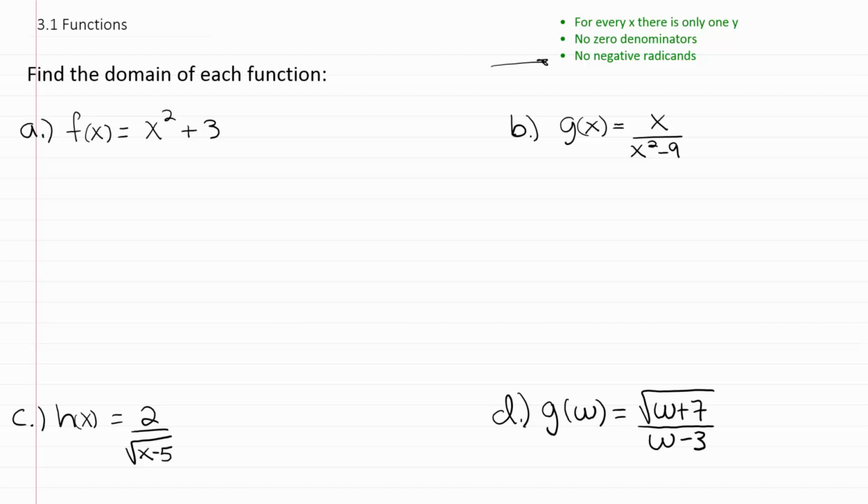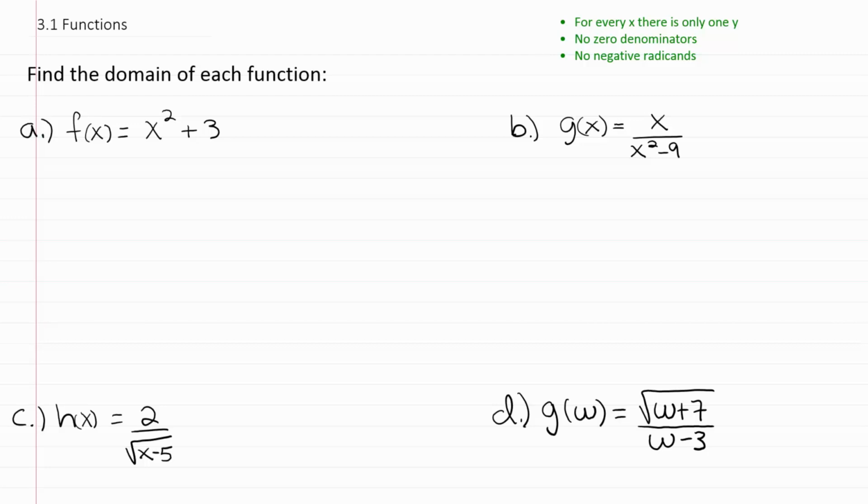All right, the last bullet point talks about the idea of having no negative radicands under a radical that has an even index. So in other words, you're taking like the square root or the fourth root or the sixth root. We don't want to have a negative value underneath there, because if we do, we basically will get an imaginary number. So again, we want to avoid putting values into the function that would end up producing imaginary quantities.